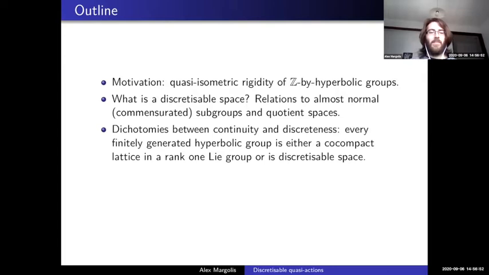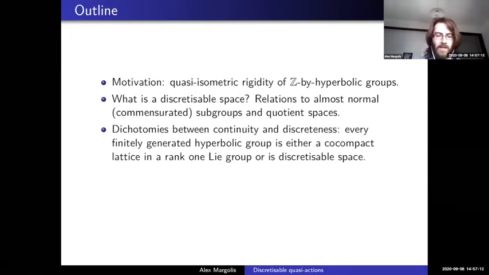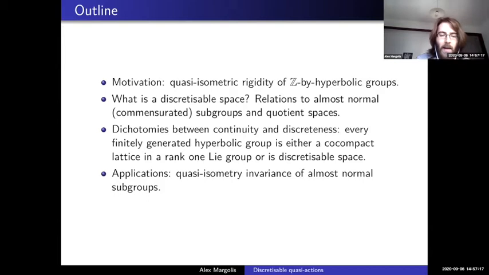Then I'll talk about some dichotomies in the world of finitely presented groups between continuity and discreteness. In lots of situations, for instance for the class of hyperbolic groups, you're either a co-compact lattice in a rank 1 Lie group, or the group is discretizable. This is very useful for proving various QI rigidity theorems. Then I'll talk about some applications, for instance QI invariance of almost normal subgroups, and also understanding what possible locally compact groups a finitely generated group can embed in as a uniform lattice.